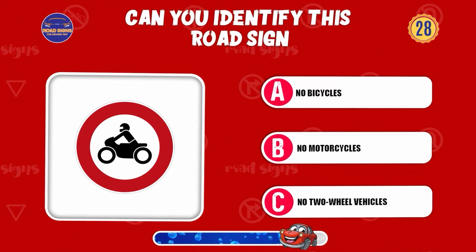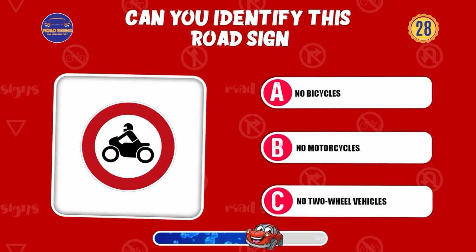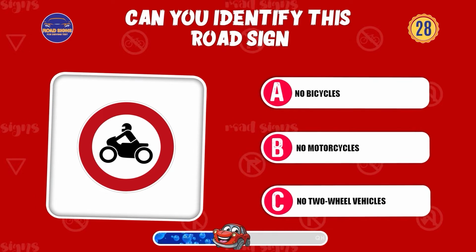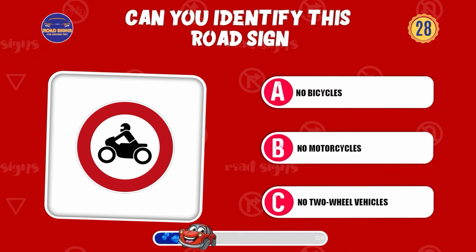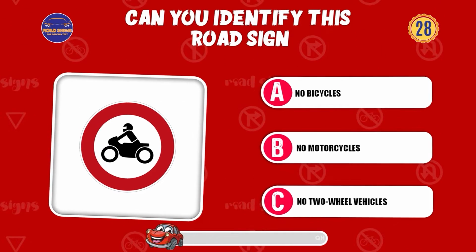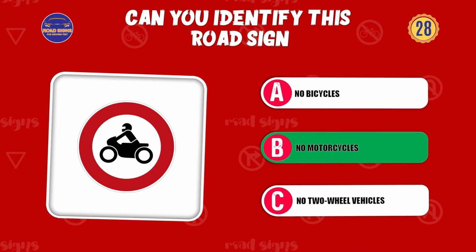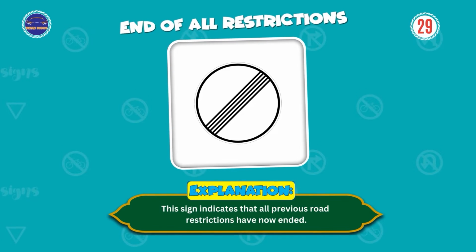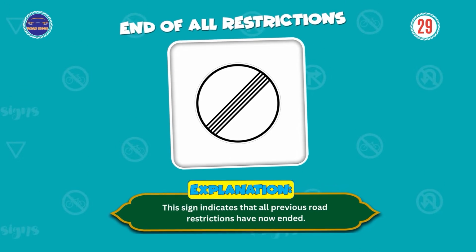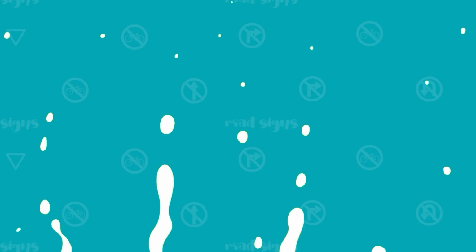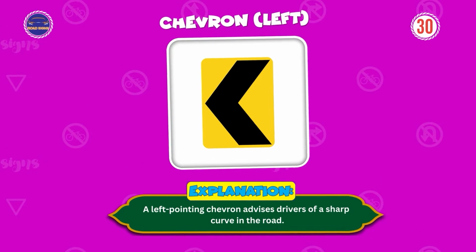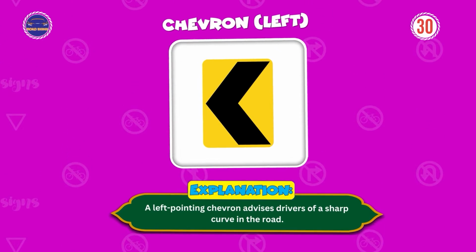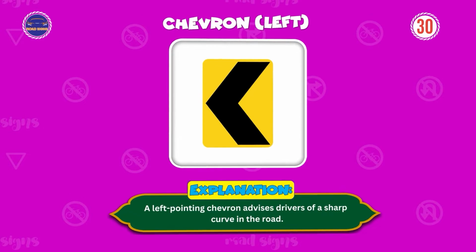Can you identify this road sign? B. No motorcycles. This is the end of all restrictions sign. It indicates that all previous road restrictions have now ended. This is the chevron left sign. It advises drivers of a sharp curve to the left.